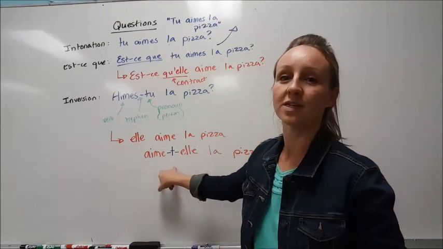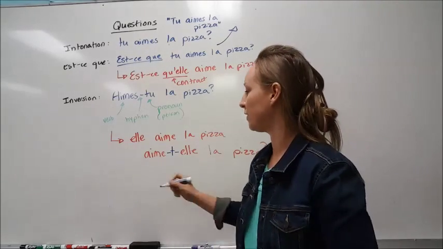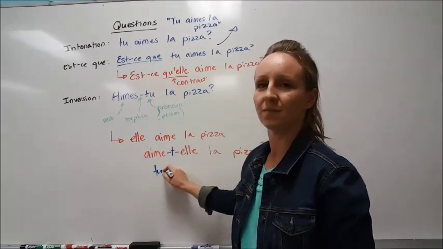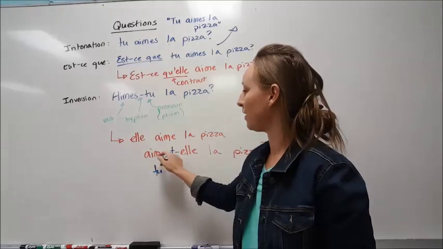If there are two vowels here, we have to split them. But oddly enough, not with something like the two. We don't go hyphen T hyphen with the U, only the E's.